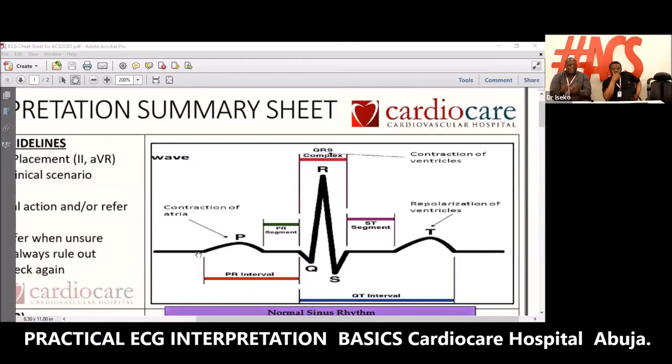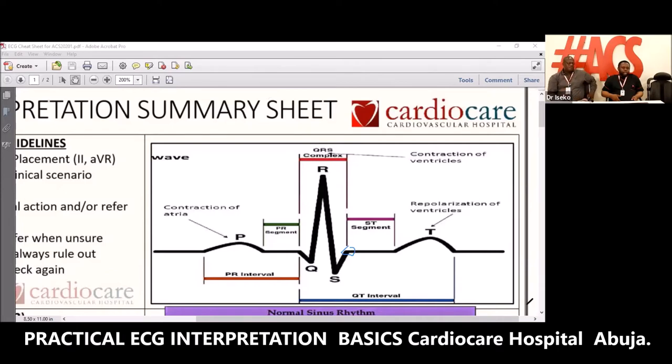So it's from that line and from what we call the J point. I don't know if you can see the J point there. The J point is where the S wave ends and the ST segment starts, where the cursor is. Can you annotate it? So that is the J point. From that J point, you will now be measuring either the elevation or depression. Okay, we can see the annotation. That's the J point. From that J point, you will now assess how high in cases where you have elevation, or how low when you have ST segment depression.